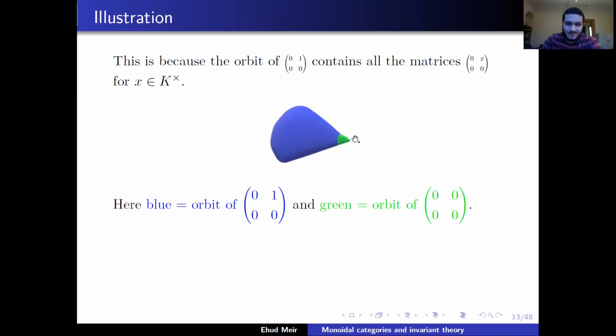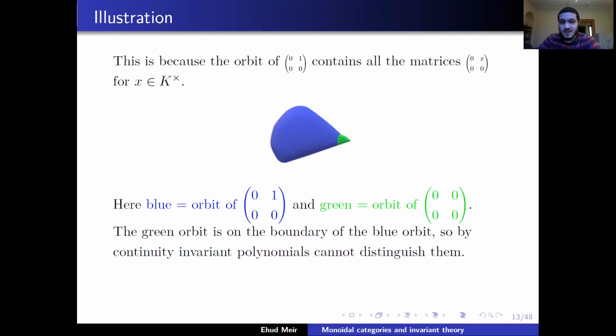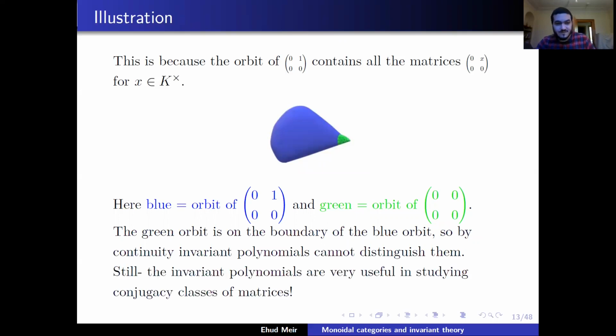Okay, so this is roughly, schematically, how this thing looks like. Okay, so the green orbit is on the boundary of the blue orbit. So just by the continuity of invariant polynomials, we cannot distinguish them, and it's really not so surprising that the trace and determinant we get are the same for the nilpotent matrix and the 0 matrix.